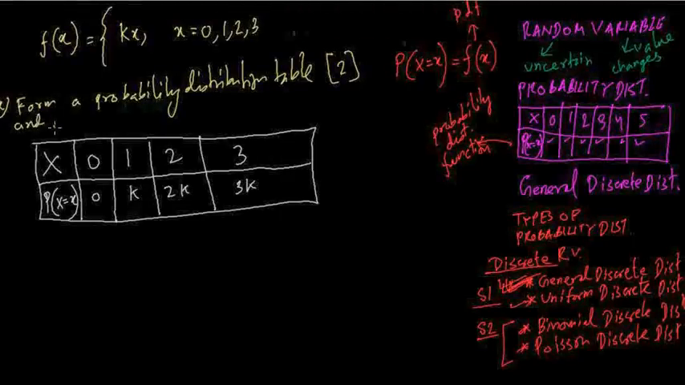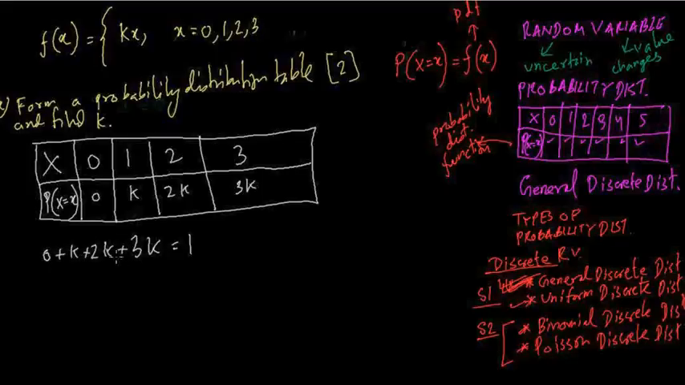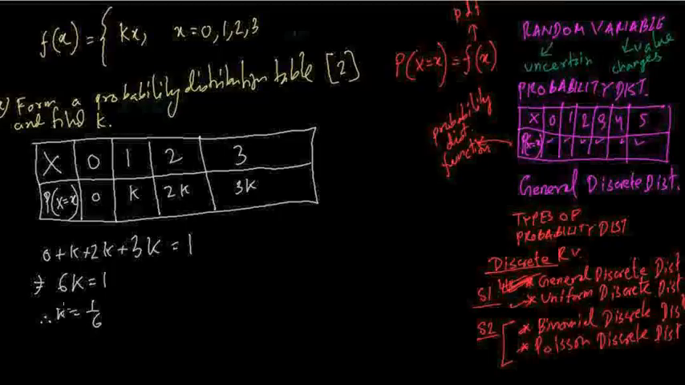And the next question would be, find k. So this is 1 mark and you have to find k. Now in order to find k, you have to remember the rule. The total probability is 100%. 100% means 100 divided by 100, which is 1. So we can write 0 plus k plus 2k plus 3k equals 1. Total probability is 100%. So if we add it up, 3 plus 2 is 5, 5 plus 1 is 6, 6k equals 1, therefore k equals 1 by 6. So we found the value of k equals 1 by 6.